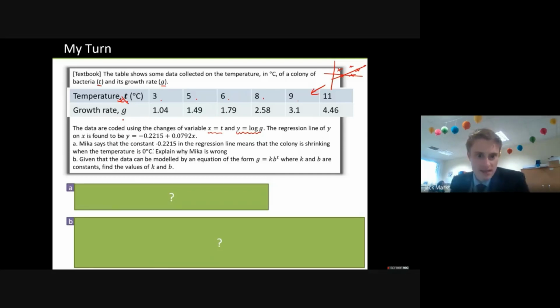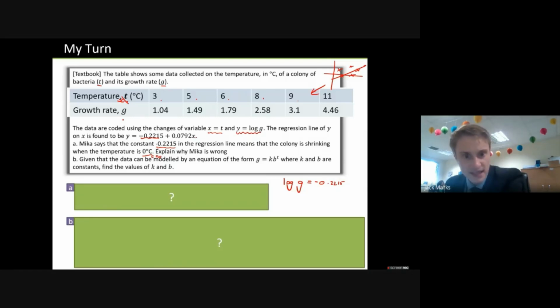Okay, so Mika says that the constant, this number here, means that the colony is shrinking when the temperature is 0 degrees, so when T equals 0. Explain why she's wrong. What we need to do is connect together what's going on. So we've got y equals log g. If I write in here log g instead of y, and I write this again, what does this give me? Minus 0.2215.